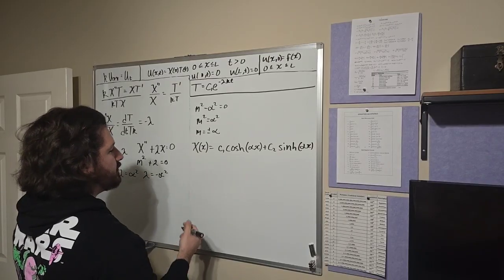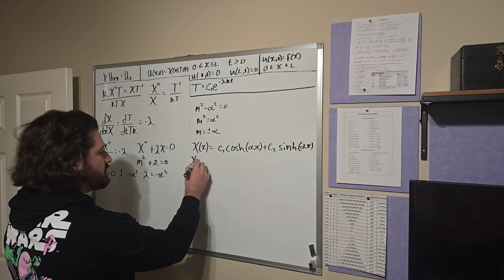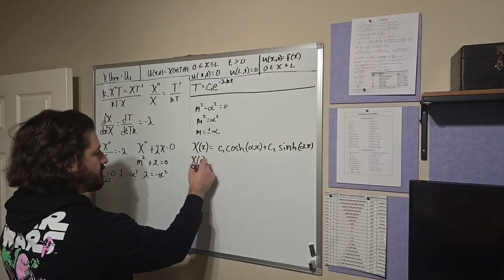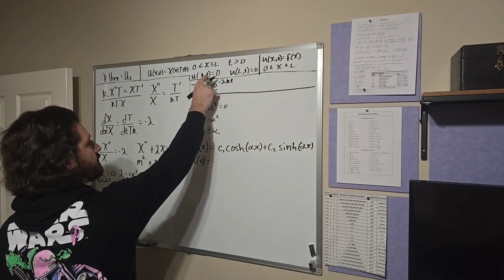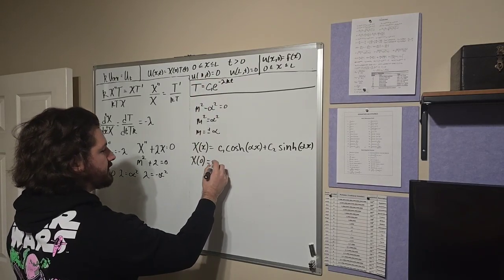Okay, now we can plug in our initial conditions. So if we plug in 0 for our x's, like we did earlier, we should get 0 as our final value.